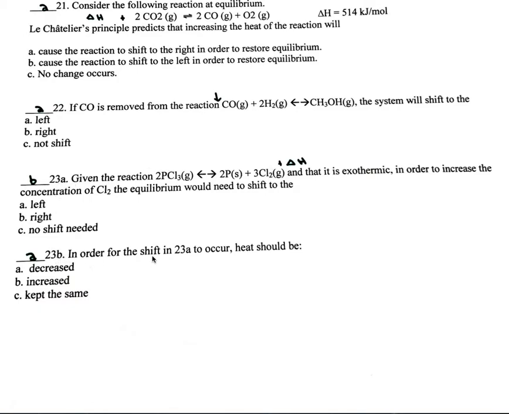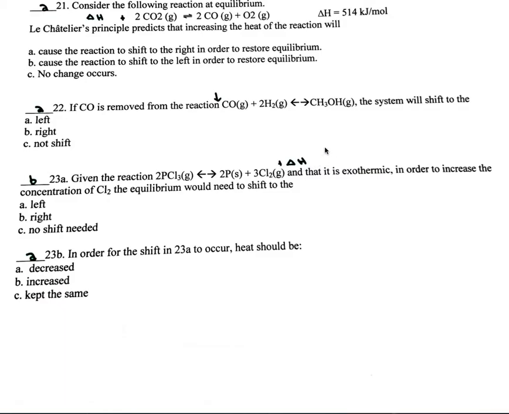In order for the shift in 23A to occur, the heat should be, now I want to shift to the right, therefore in order to shift to the right, what do I need to do to the heat? Well, delta H is on the right hand side because it's exothermic, I put that in there. In order to have that shift to the right, I would need to decrease delta H, I would need to decrease the heat. Treat delta H just like another compound.